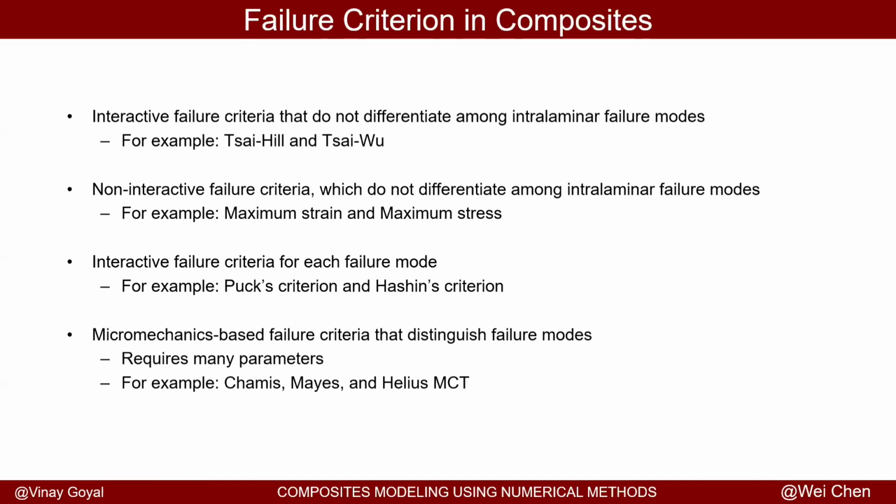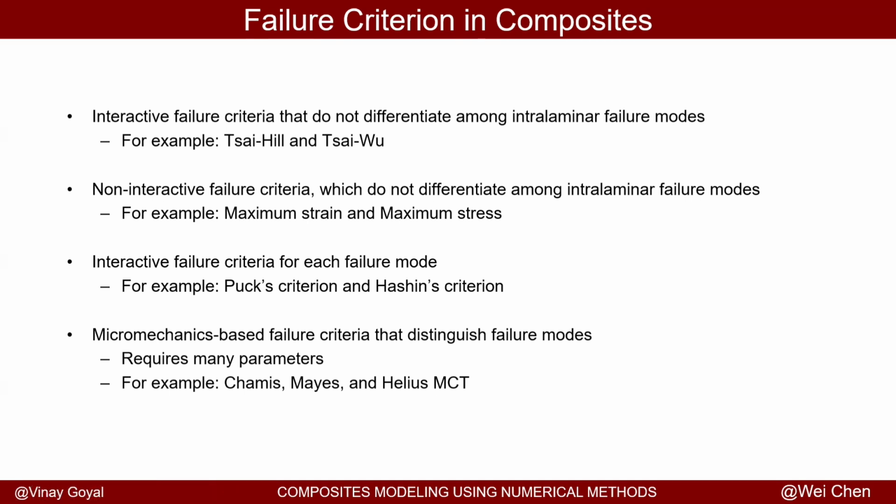There are a lot of different failure criteria in composites. There's the interactive failure criteria, which does not differentiate among different intralaminar failure modes. And the intralaminar failure modes could be fiber failure, matrix cracking, fiber to matrix debonding. Examples of this type of failure criteria are Tsai-Hill and Tsai-Wu, which I'll be showing in a minute. And then you have the non-interactive failure criteria, which also does not differentiate among the intralaminar failure modes. Those examples are maximum strain and maximum stress, which I'll also show.